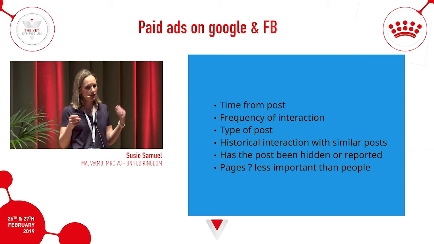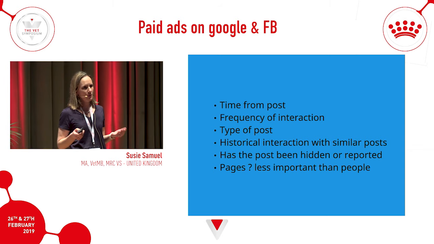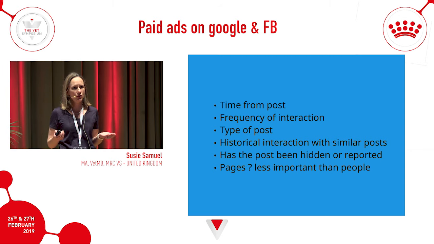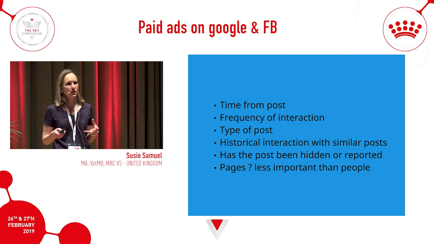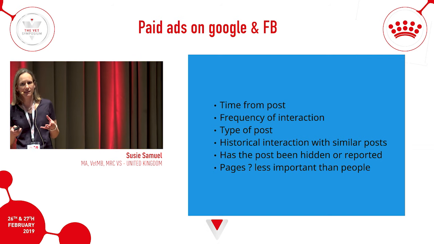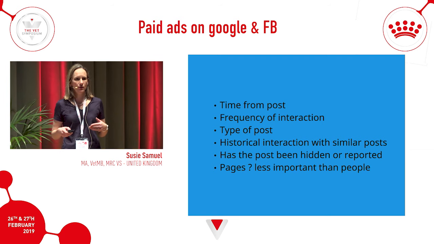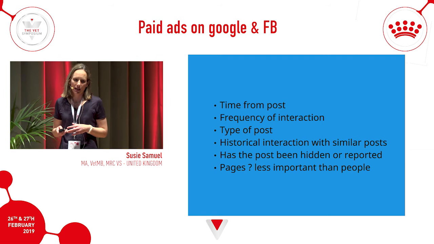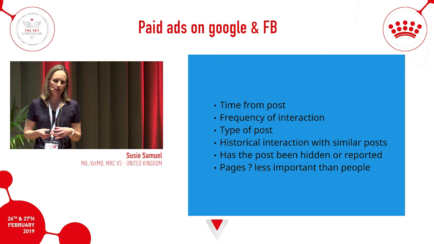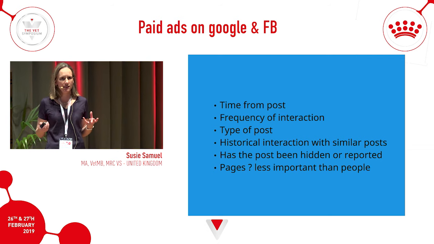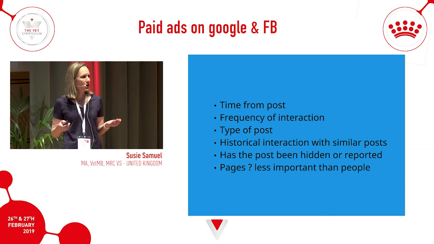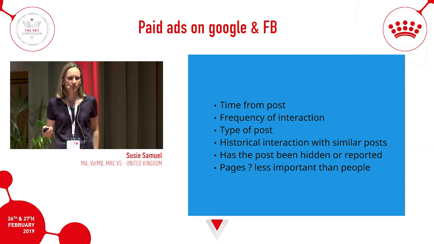The type of post feeds into this, so it seems that Facebook gives more exposure to videos, for example, rather than images. It seems like if you have an image in your post, you on average get a bit more interaction than if it's purely text. It's not always the case. We can have text posts that do incredibly well. And then historical interaction with similar posts. So again, this makes a lot of sense. Facebook wants to show you things that you found interesting in the past.